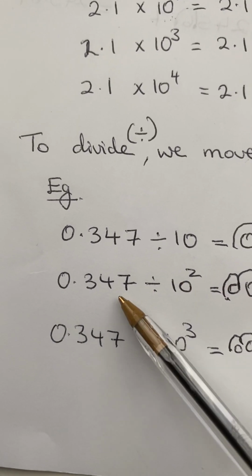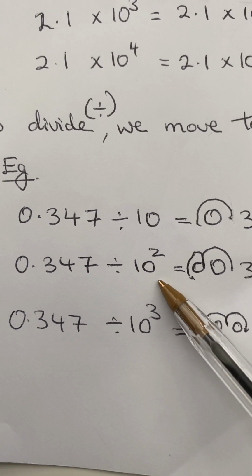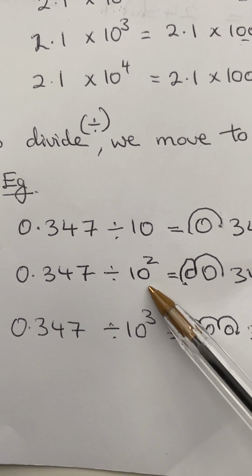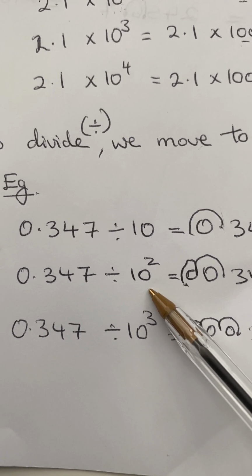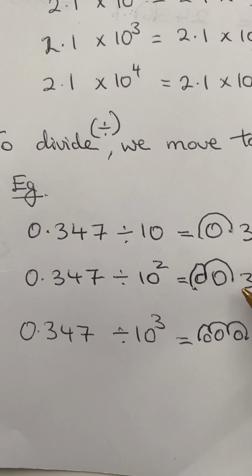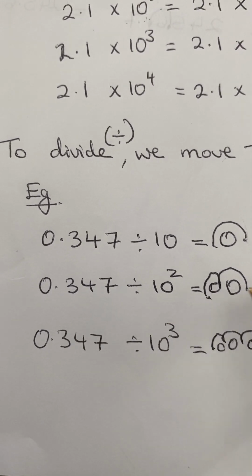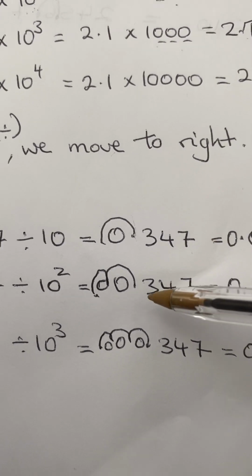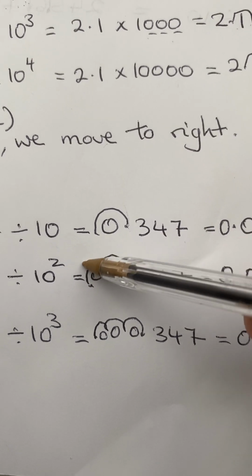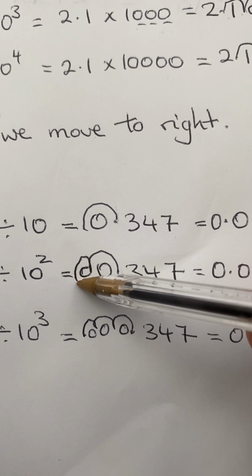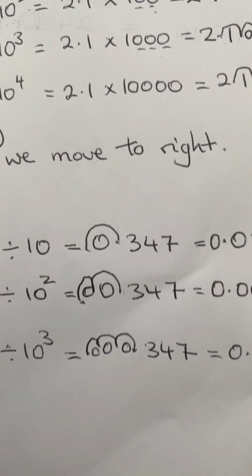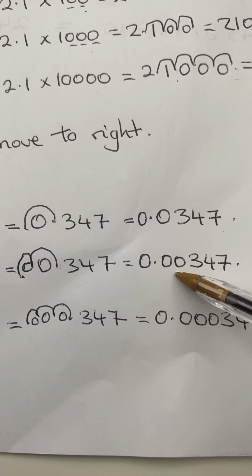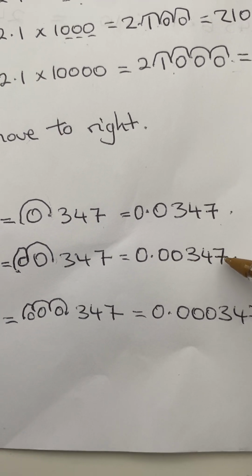Now, the same number divided by 10 to the power 2, and we saw earlier that 10 to the power 2 is 100, so it has 2 zeros. So we write out the number we have. Now we move it twice. Okay, so 1 and 2. So now the new decimal place will be here. So we have 0.0034.